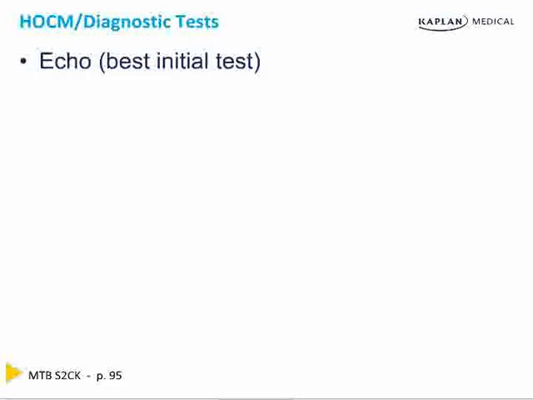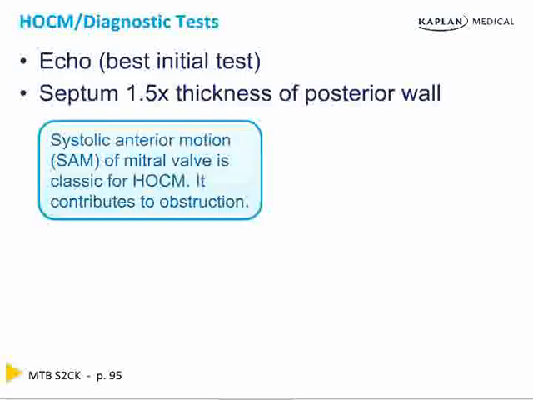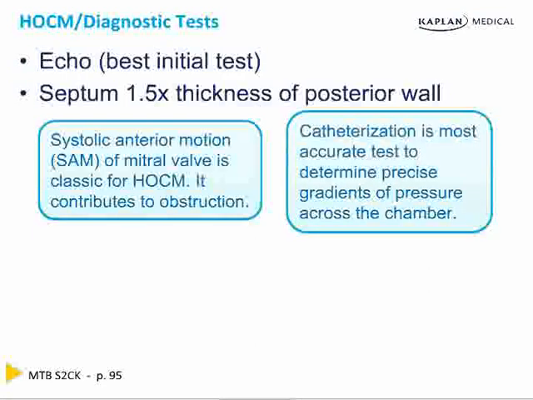As it is in all valvular and all cardiomyopathy diseases, the best initial test is an echocardiogram. Again, follow the same pattern of transthoracic echo first. Transesophageal echo is more accurate. The septum should be unusually thick, more than 1.5 times the thickness of the posterior wall. And systolic anterior motion of the mitral valve: basically the mitral valve with the obstruction gets sucked into the wrong direction. It gets sucked anteriorly and helps contribute to the obstruction. And catheterization may be the most accurate test, but it's really necessary only for a specific diagnosis.